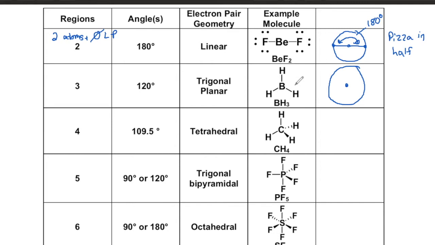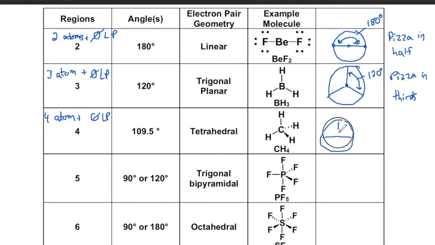The boron is trying to hold these 3 hydrogens as far apart as possible. So the farthest apart it can hold them is 120 degrees. So this boron has 3 regions because it has 3 atoms and 0 lone pairs. Here we have a carbon with 4 atoms and 0 lone pairs. And you might think that given this pattern, a pizza cut in half and a pizza cut in thirds, you might have a pizza cut into quarters, which would give a 90-degree angle, but there's no reason why the molecule has to be flat. We can use 3 dimensions and we can get an angle that is larger than 90 degrees.